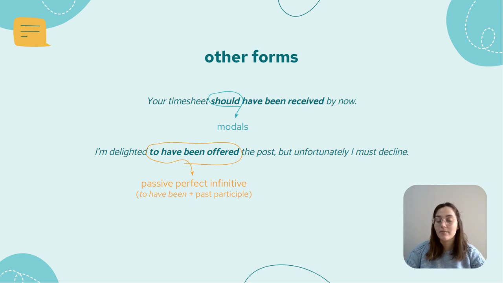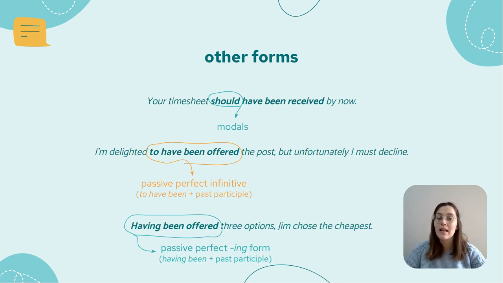And we find, I'm delighted to have been offered the post, but unfortunately I must decline. Here, what we've got is a case of a passive perfect infinitive, needed or required because of delighted. And the structure is, as you can see, to have been and then the past participle. Again, all of the elements together. And last, we find the passive perfect ing form, in this case, in the place of a gerund. Having been offered the options, Jim chose the cheapest.